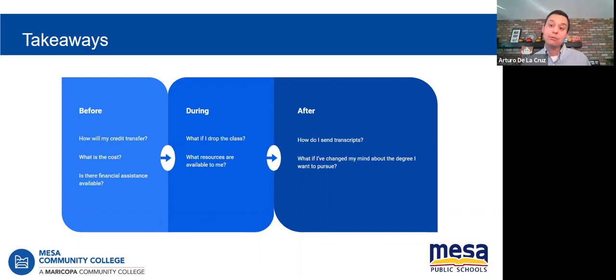What resources as a student are available to me? Things like tutoring, things like library resources, that students don't realize that if they are a student who's enrolled in a class at a college, many of those student services are available to them.